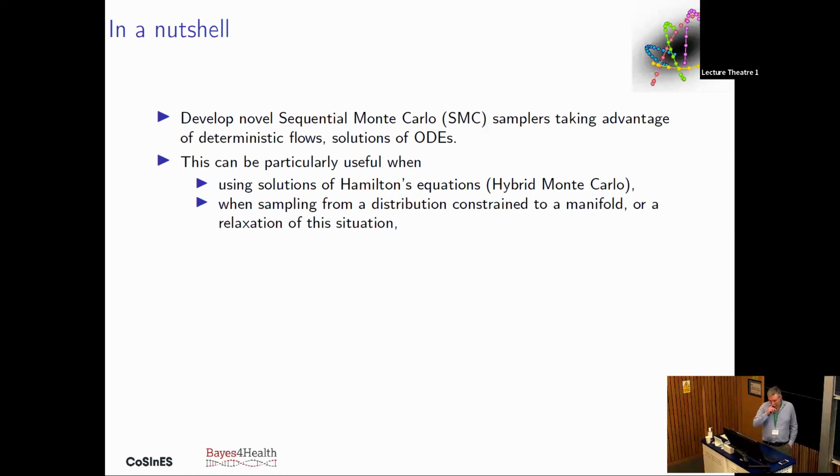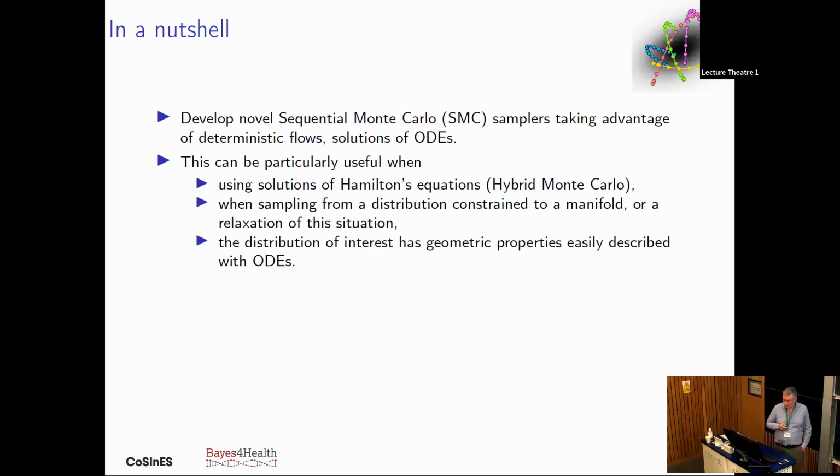distribution. But as illustrated in Mauro's poster yesterday, one can also use this kind of idea to sample or approximate distributions that are supported by a manifold. And in fact, more generally, and I will try to illustrate this with my example, they also offer the possibility to exploit some of the geometrical properties of target distributions, right?